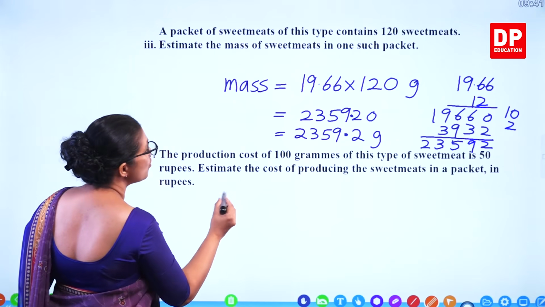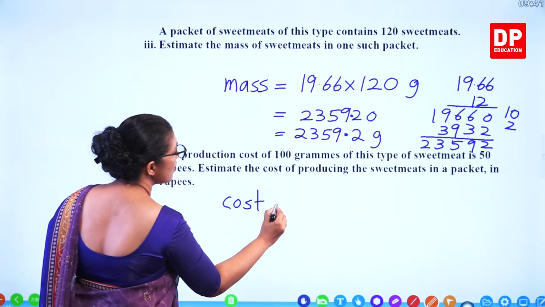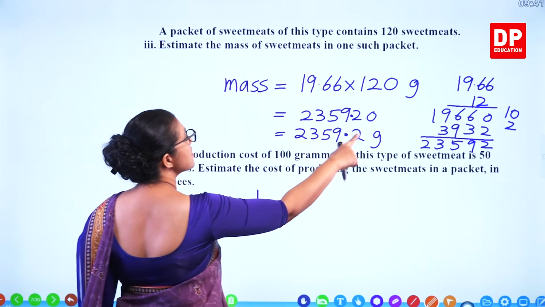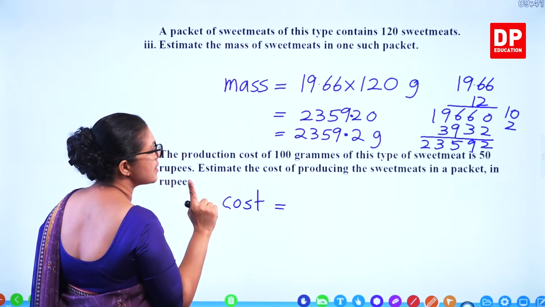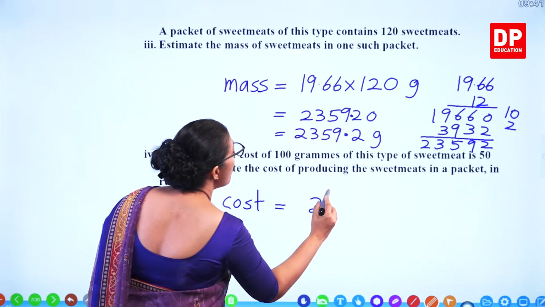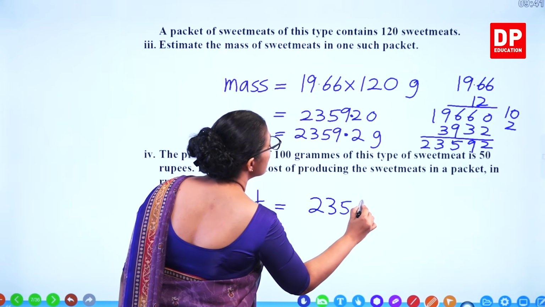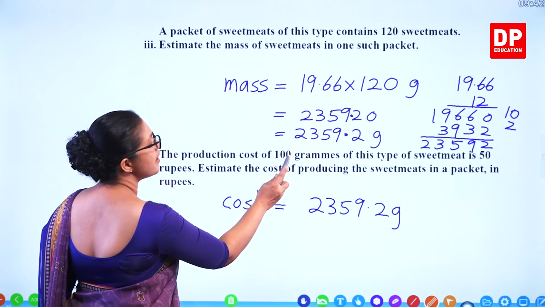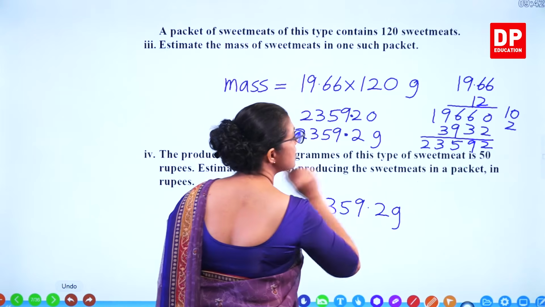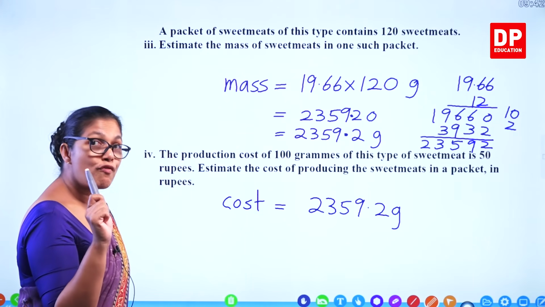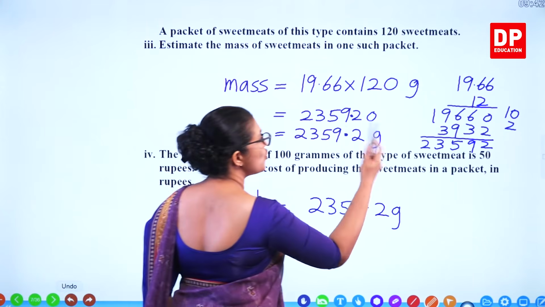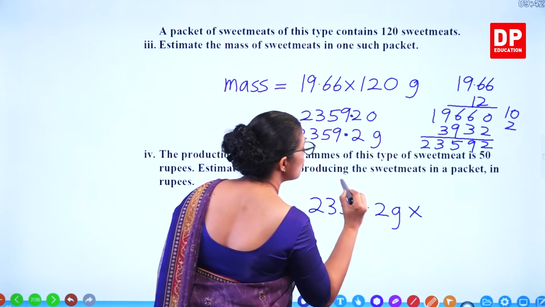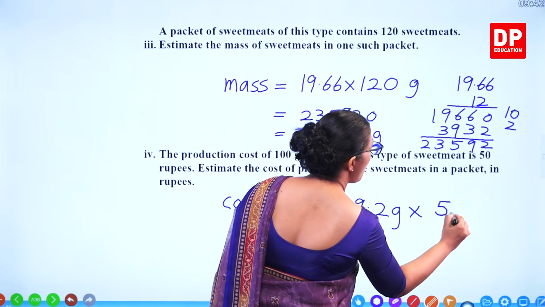So here, what's the total cost? So total cost is, now this is the total mass for one packet. So 100 grams is this much. So what is the price of 1 gram? 50 over 100. And what's the price of this amount? This into 50 over 100.